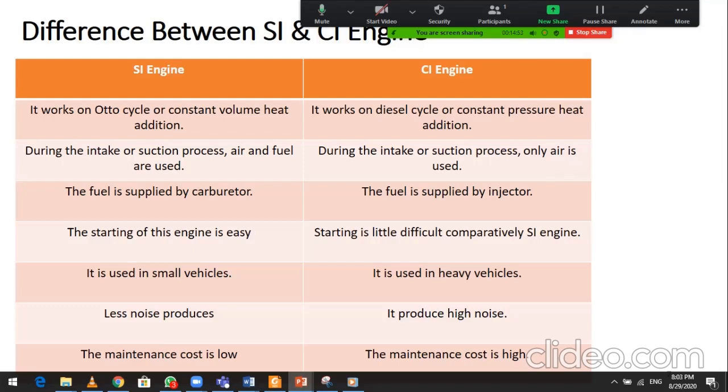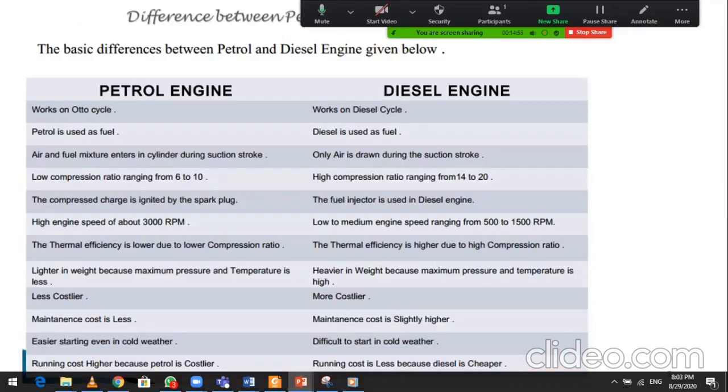So you saw the basic differences here. And again we have another source, basically the difference between petrol and diesel engine. Petrol works on the Otto cycle, diesel on the diesel cycle. Petrol is used as a fuel. Diesel is used as a fuel. Air and fuel are given in petrol, only air is given in the suction stroke in diesel. Lower compression ratio, the range you will have to remember, is 6 to 10 in petrol. High compression ratio means 14 to 20.